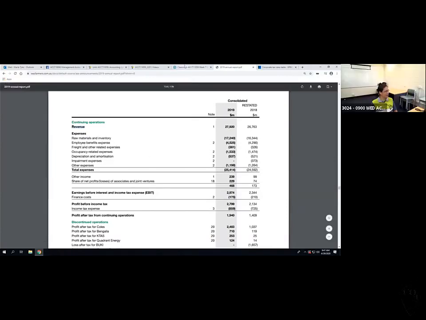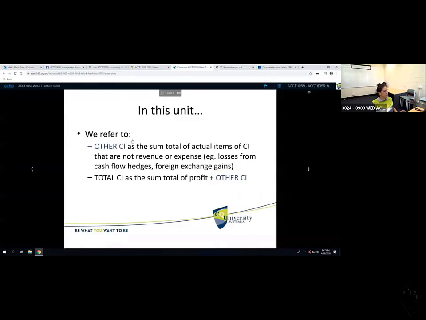Very good. Okay. So in our unit, we want to make sure that we've got other CI as the sum of only comprehensive income items that are not revenues or expenses. Some of the common other CI items are, for example, what we've been through, and these are also in Wesfarmers. Total CI is your profit plus other CI. That's the key concept. That's what I was not referring to previously when I was doing your step-by-step videos. So now I do, so I don't confuse our current cohort.